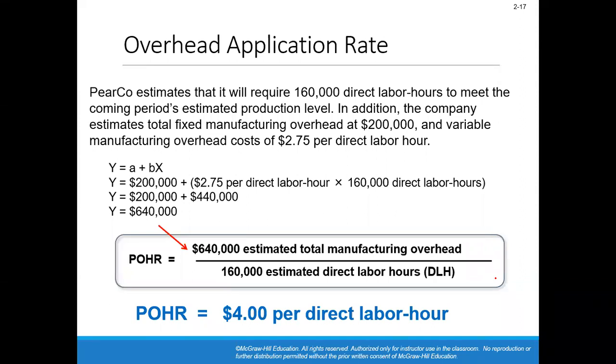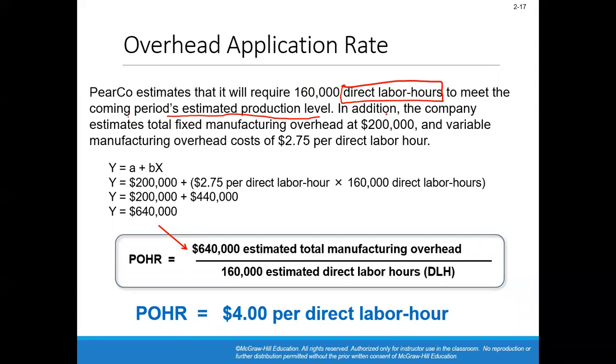So in this way, we can check a calculation by a case to see that PRCO estimates that it will require 160,000 direct labor hours to meet the coming period's estimated production level. So they have assumed that direct labor hours is their cost driver. If it goes up, their manufacturing overhead cost goes up, otherwise it comes down. They will produce a certain amount of goods, and for that purpose they will require 160,000 direct labor hours. So this will reflect the variable portion of the overhead rate.